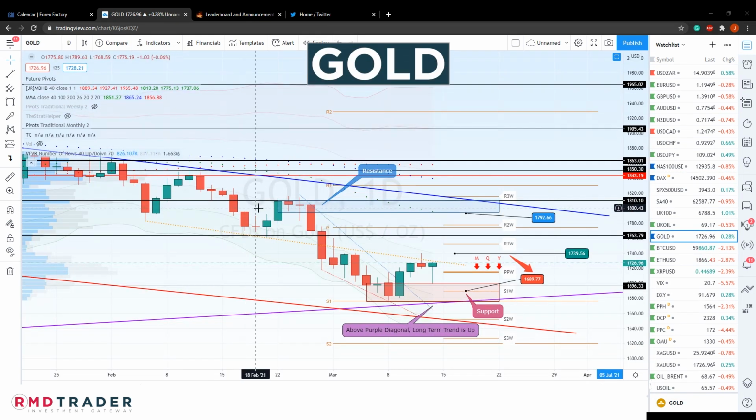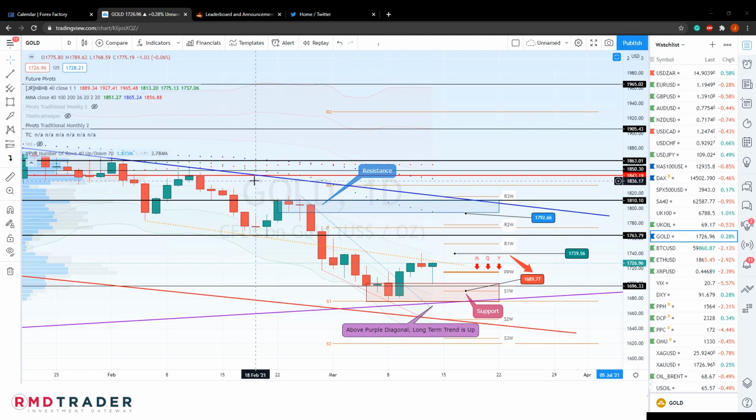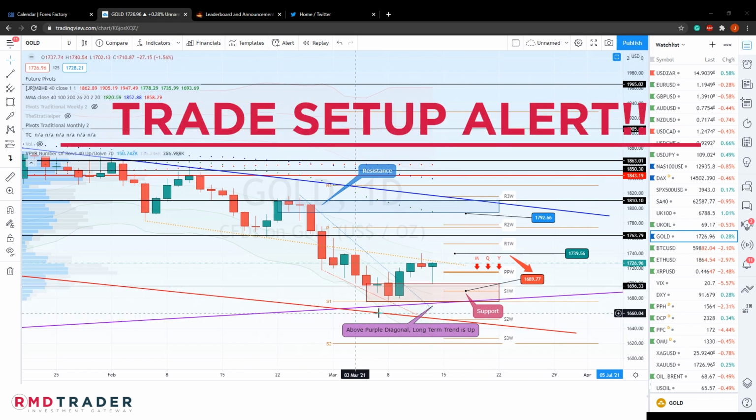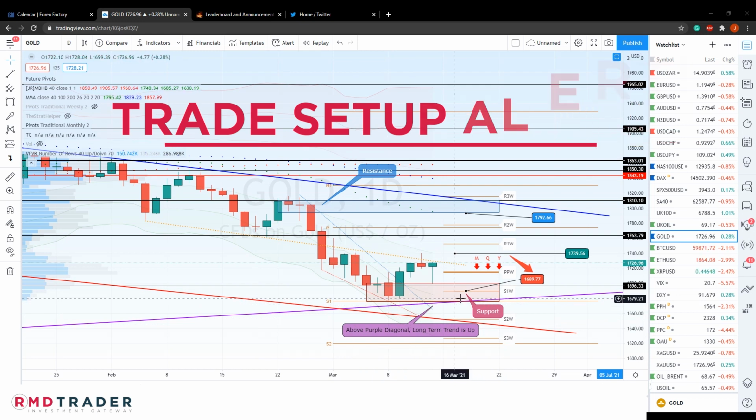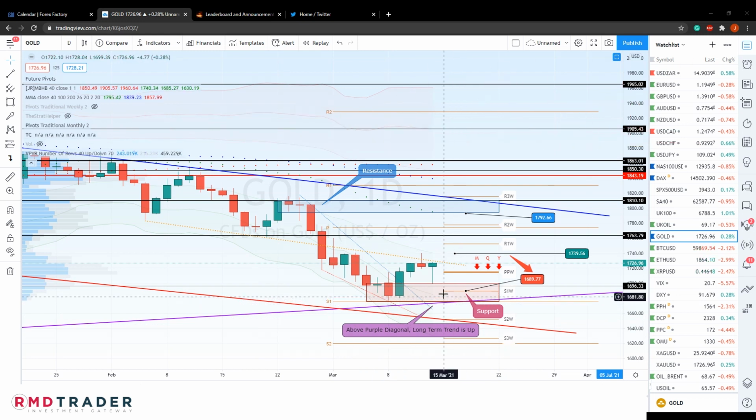Moving on now to gold, and although we can see that gold is still stuck in this bearish trend with the yearly, quarterly, and monthly prices all pointing down, we have entered into an area of strong support with some signs of price bouncing from this level. And of course, as long as we also remain above this purple diagonal that I have on the screen, the long-term trend does remain up.